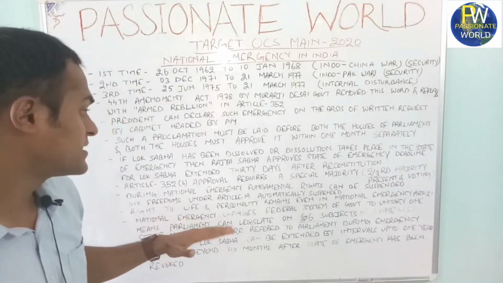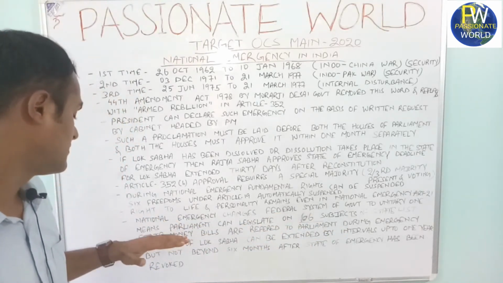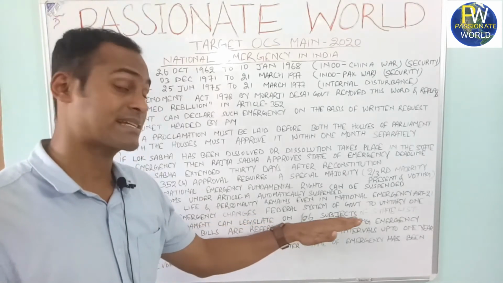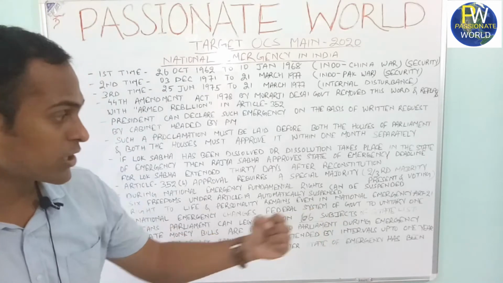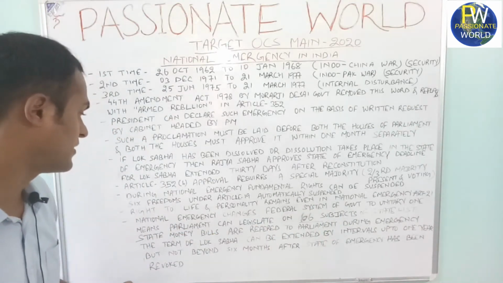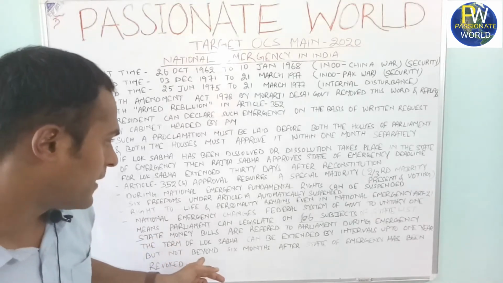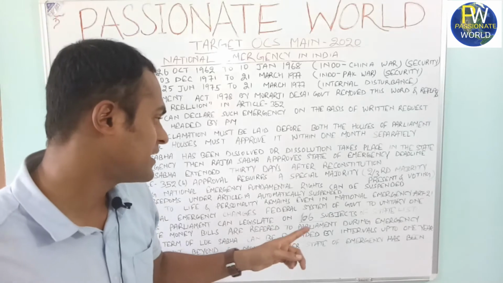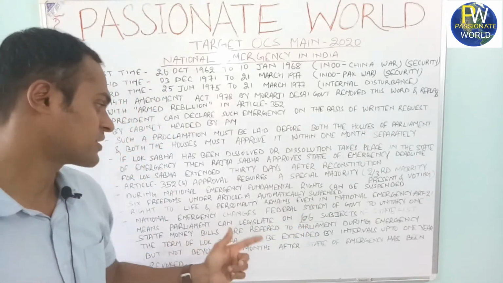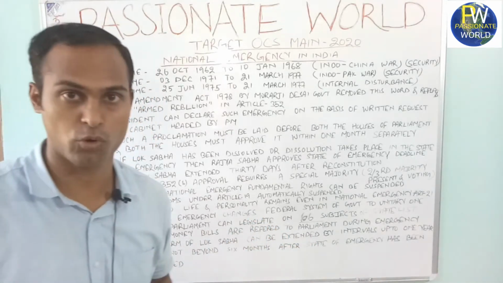Then national emergency changes the federal system to a unitary system. Means Parliament can legislate on the 66 subjects mentioned in the state list. Parliament can legislate in the state list. Then the term of Lok Sabha can be extended by an interval of up to 1 year, but not beyond 6 months after the state of emergency has been revoked.